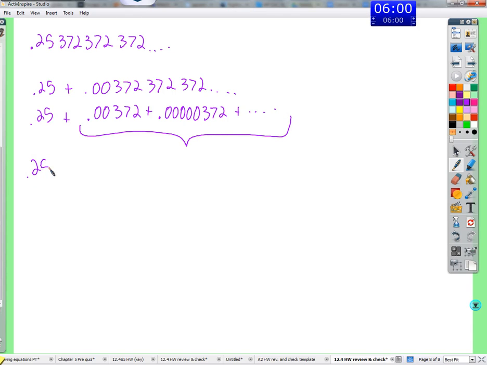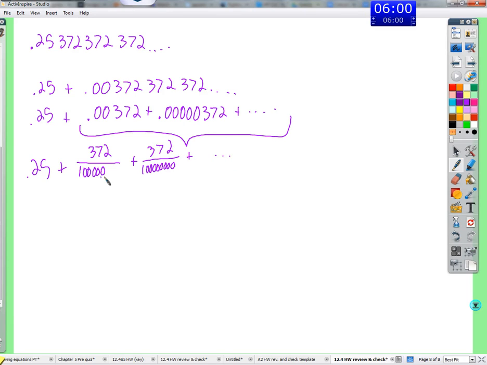So 0.25, let's first write these as fractions. 372 over 100,000. This we know is 100,000. Then 100 million, 100 billion. Lots of zeros. A lot of zeros. Plus, and it goes on and on and on.